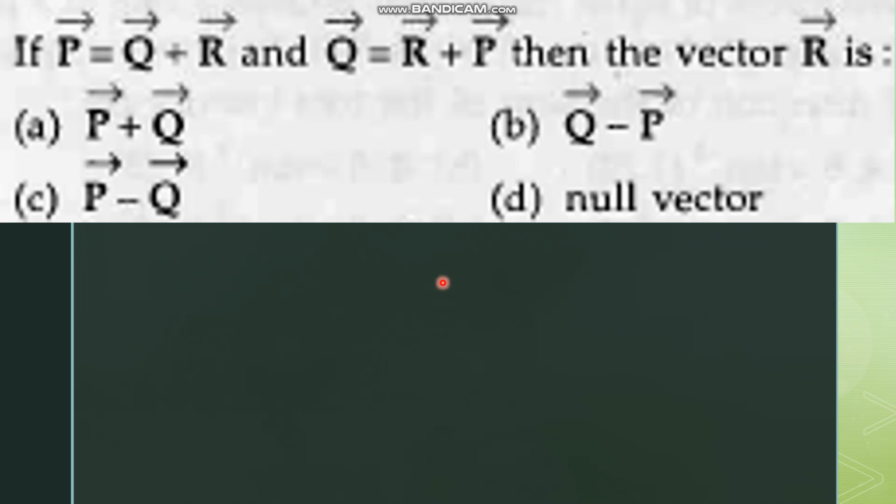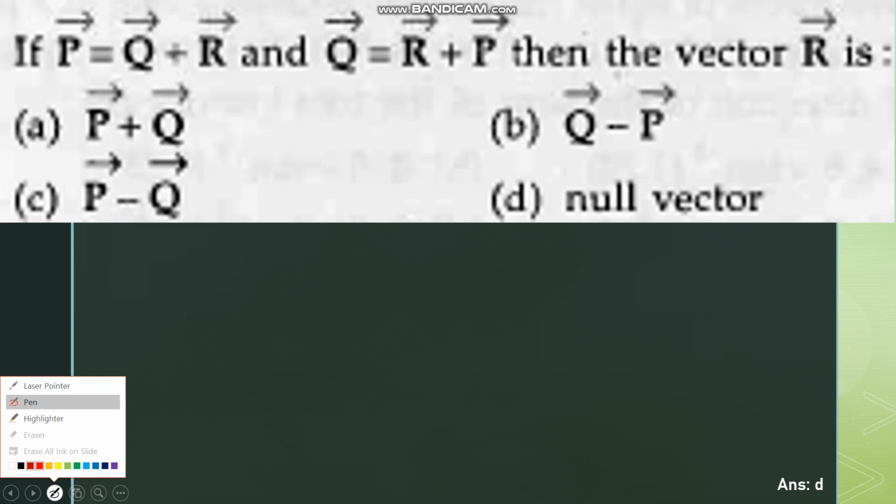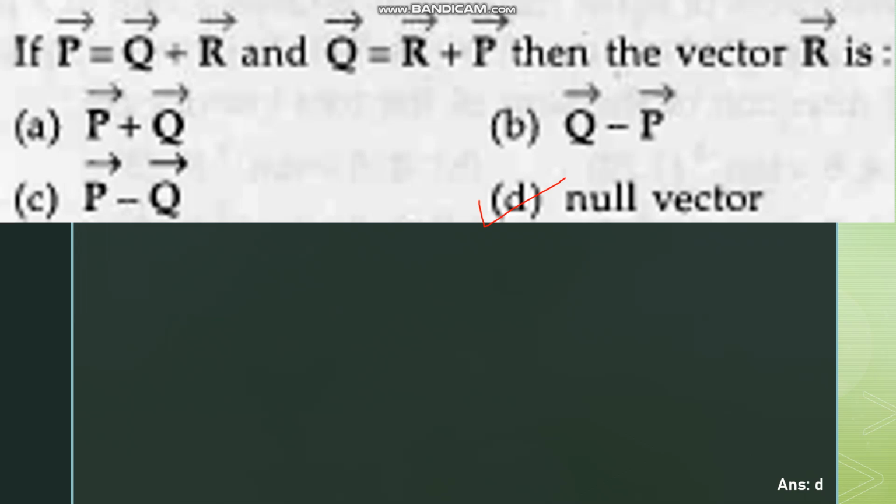Let's see what is the solution and the answer first. The answer is option D. That is, it is a null vector. Let's see how this is a null vector.